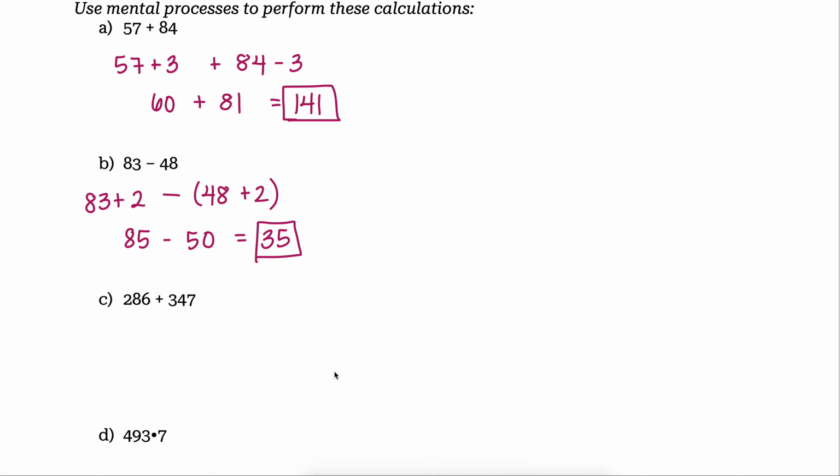So the next one here, we have 286 plus 347. What I'm going to do here is take that 286 and turn it into a 300. So to do that, I need to add 14. Since ultimately I want to add 0, I need to do a minus 14 with that 347. So this gives me 300 plus 333, or 633 for the answer.